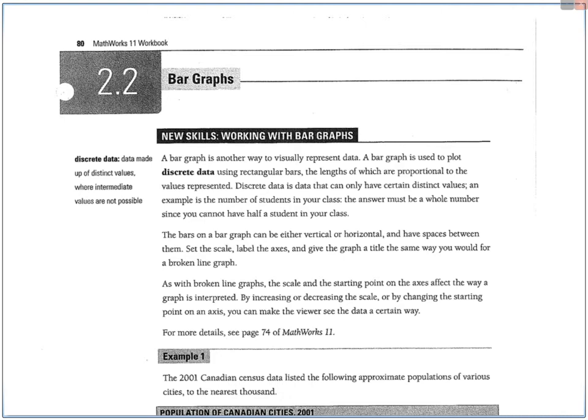Page 80, bar graphs. Everyone's on here? You got your straight edge, the ruler, or your ID card, right? Cell phones are put away.